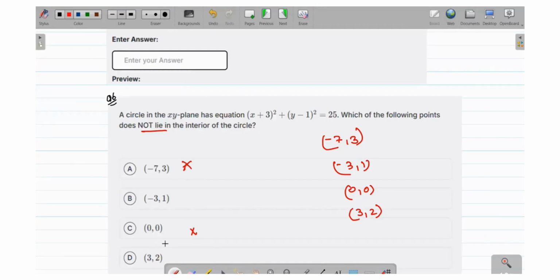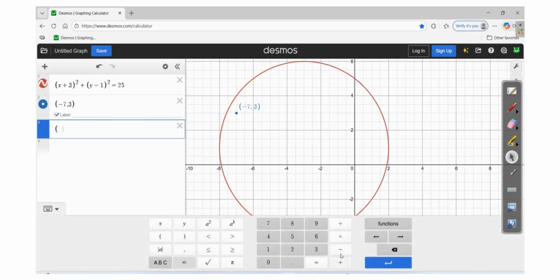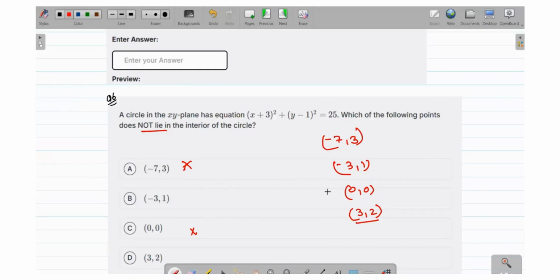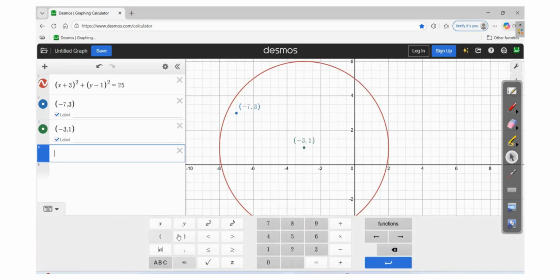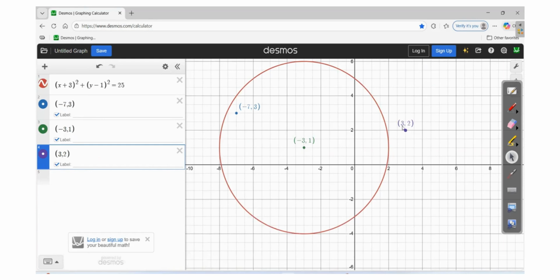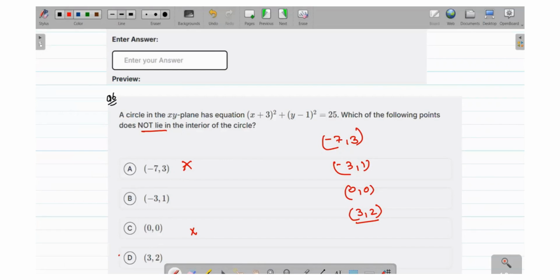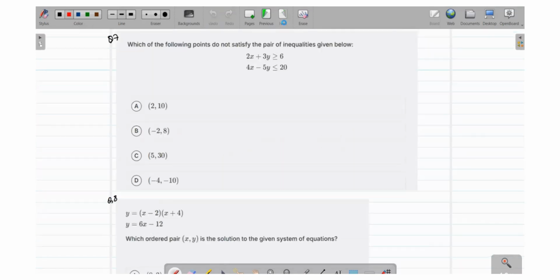Next, (3, 2) and (−3, 1). If I locate (−3, 1), this is also lying in the interior part of the circle. And again, if you observe (3, 2), you can also visualize this very easily, but just for showing, I am labeling that also. I can clearly see that this point is lying outside the circle, and hence this is the final answer. So here we have discussed a very important feature of Desmos, the locate or label feature, that is how we can label any point on Desmos.